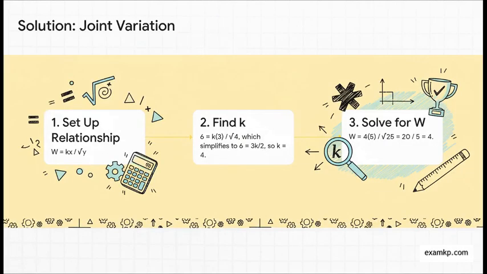So first we build our formula. W equals Kx over the square root of Y. And then what do we do next? You guessed it, we find our constant K using that first set of data they gave us. A little rearranging and we see that K equals 4. Perfect. Now we have our complete master equation for this entire relationship. W equals 4x over the square root of Y. For the final step, we just plug in the new values. X is 5 and Y is 25. That gives us 20 divided by 5 and our final answer is 4. See? Just follow the process.